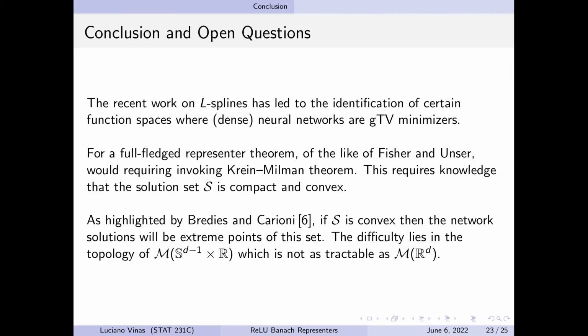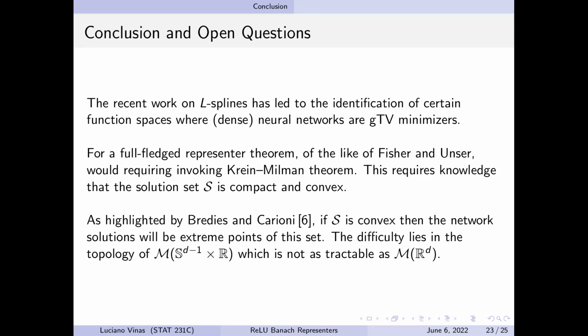We showed how recent work on these general total variation optimization problems can be used for these network cases. What we got though are representer-like theorems for networks, not representer theorems, right? If we wanted to get a representer theorem, like in the case of Fisher and Unser, we would have to invoke the Krein-Milman theorem, which requires knowledge that the solution set is compact and convex. One good point in this direction is that Bredies and Carioni, whose work Parhi and Nowak build on, showed that if the solution set is convex, then the sparse solutions we saw will be extreme points of this set. So that is almost everything we need there.